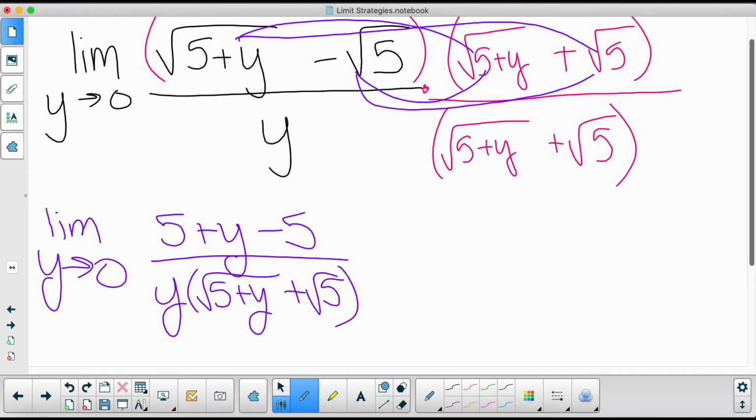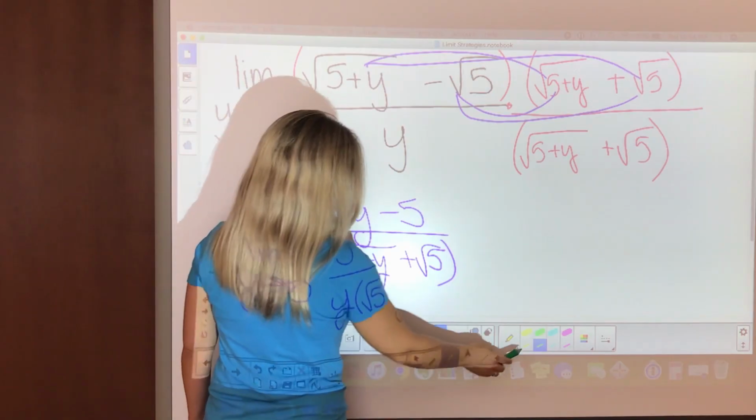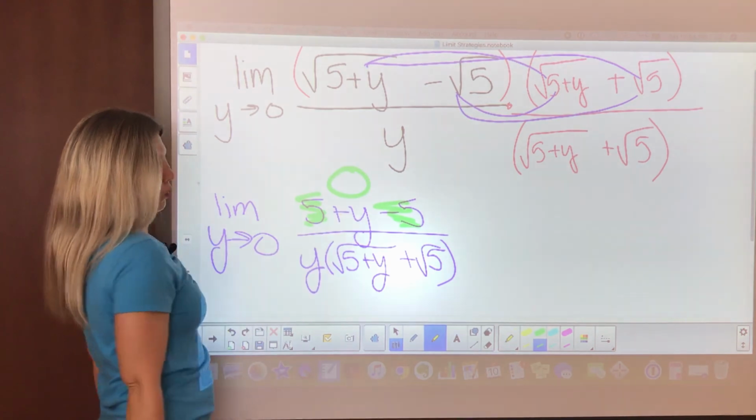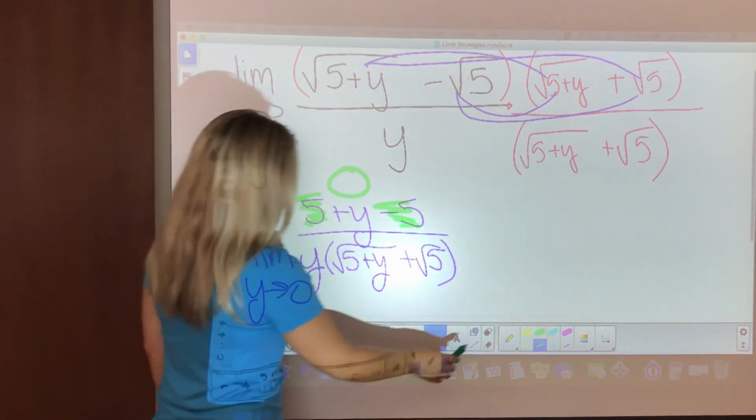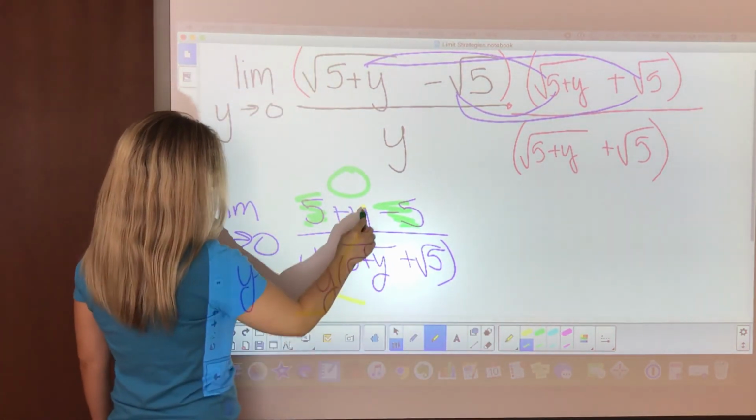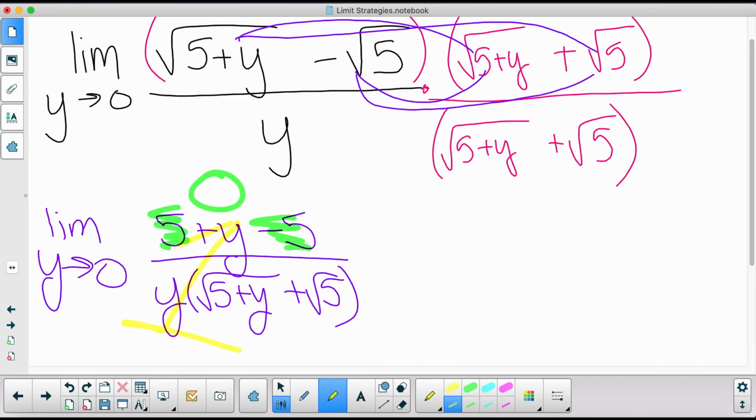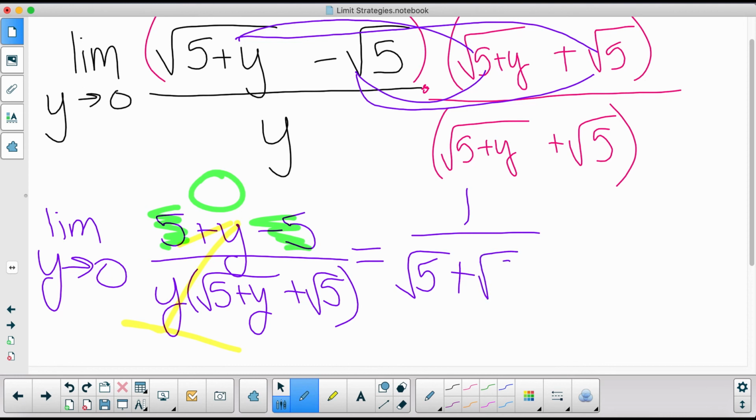Now, hopefully you see what's going on here. You have your 5 minus 5. Those become zeros, right? And now you're left with a y over a y, which is a 1. So moving forward, you have 1 in the numerator, and our y value, we plug in our y value, so we've got the square root of 5 plus the square root of 5, which gives you a total of 1 over 2 square root of 5.